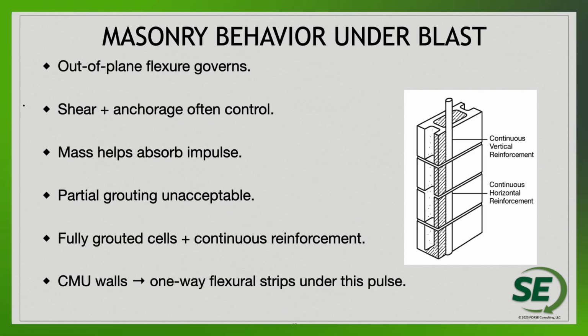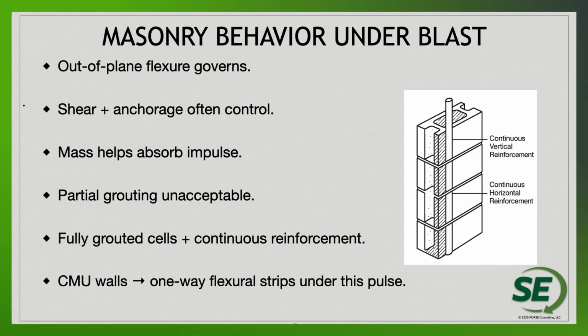So I mentioned before that shear and anchorage failures are the more common failures here, and out of plane flexure is what really governs it, because the blast just pushes the wall inward if you visualize it. Mass really helps. Obviously, heavier walls absorb more impulse. Partial grouting is never acceptable. We design always fully grouted, continuously reinforced CMU, acting as a one-way vertical strip.